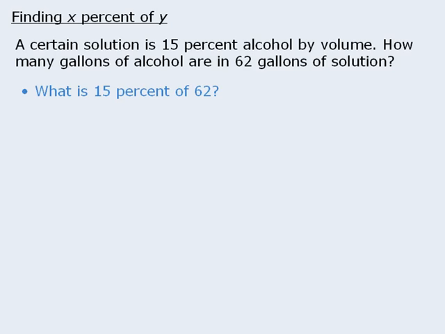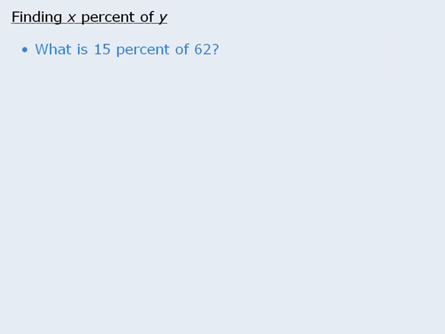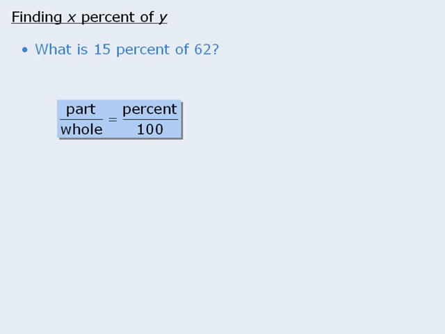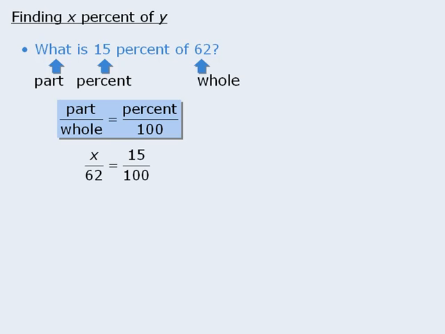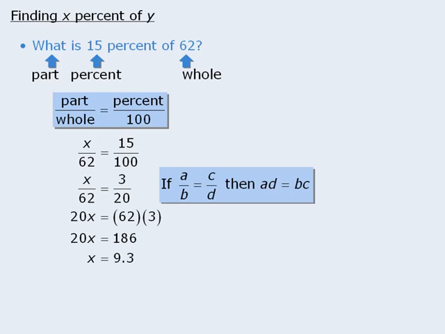Now, so far in this module, we have examined two strategies for answering this question. The first strategy was the part, whole, percent approach, where we first identified the part, whole, and percent in the question, and then plugged the corresponding values into the formula to get an equation. When we solve this equation, we see that x is equal to 9.3, which means 15% of 62 is 9.3.